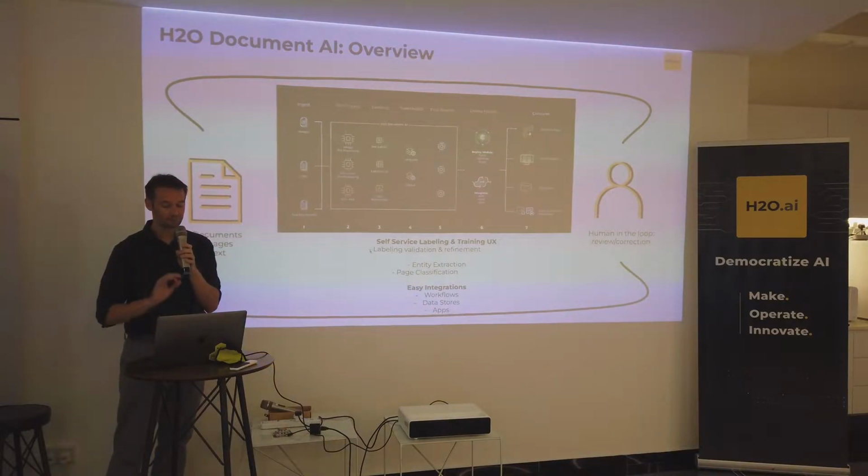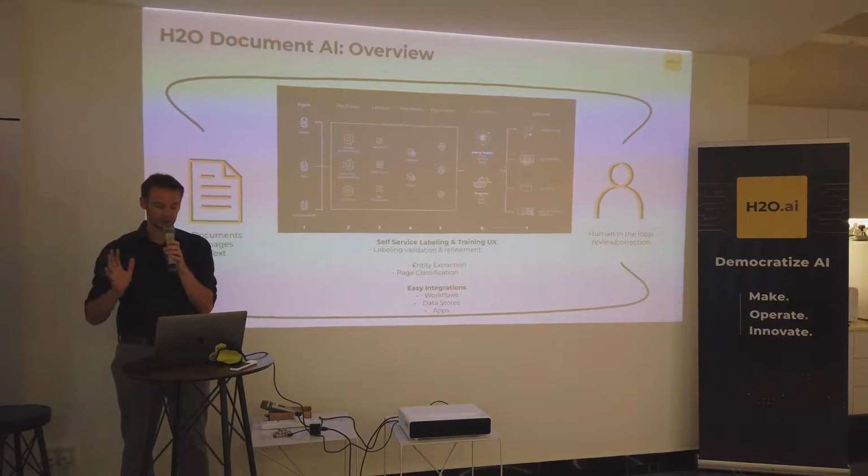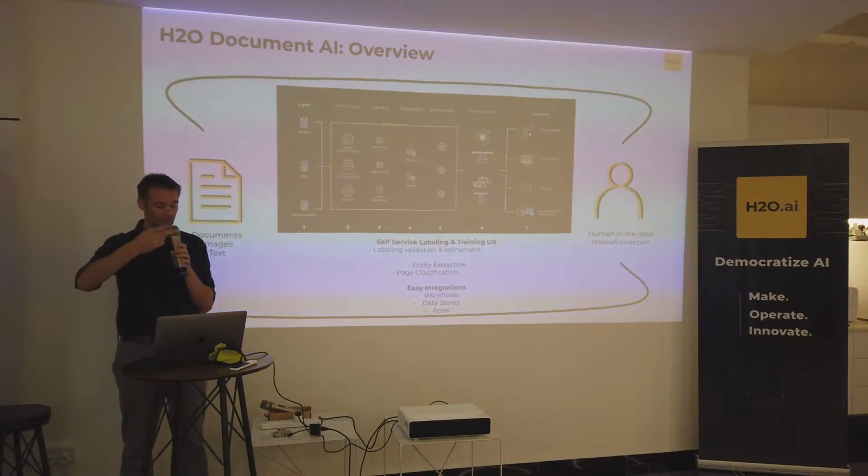Again, like I kind of previewed a little bit, the labeling, validation, refinement. And that's not normal for tabular data sets. What are we doing? Entity extraction, page classification. So there are 2 main tasks that H2O handles here. You bring in a document, and what are we trying to do with it? I'm going to do it in reverse order here.